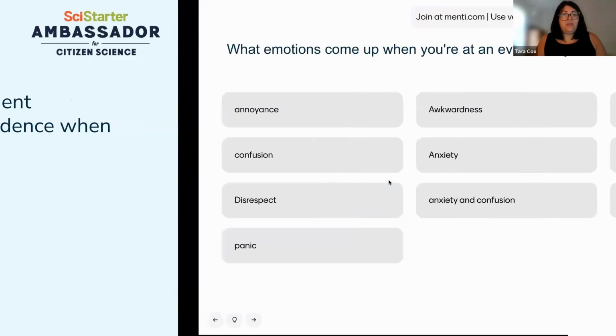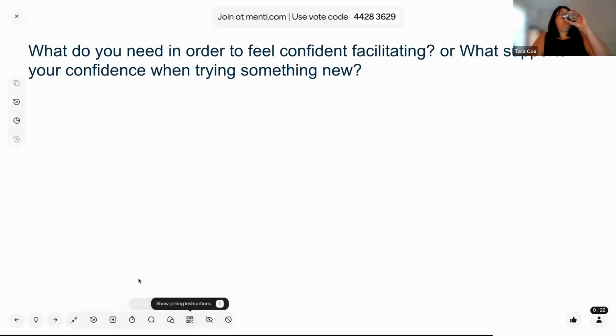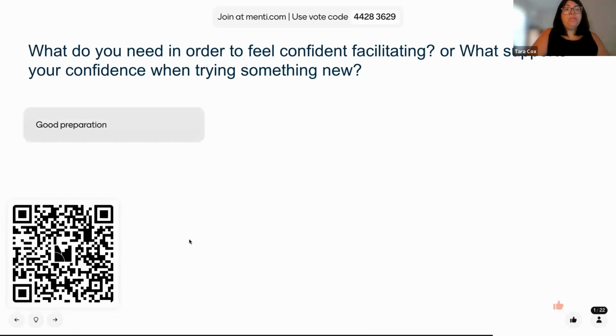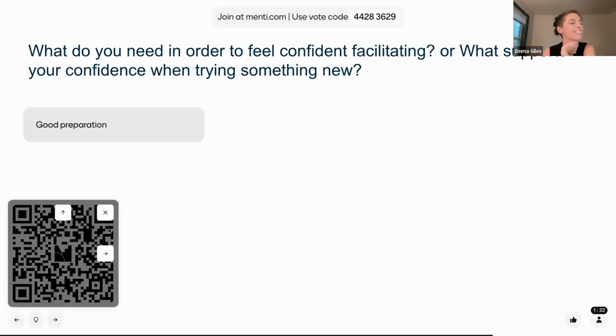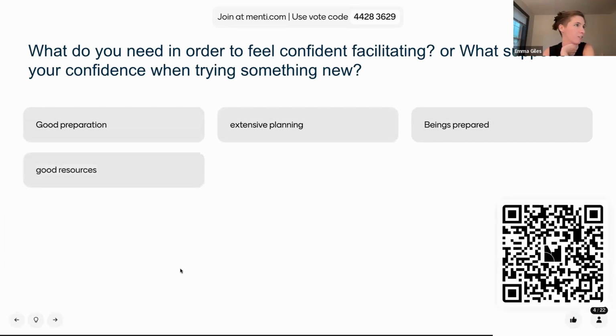Okay, next question here. What do you need in order to feel confident facilitating? So now think about your role as a facilitator, or what supports your confidence when trying something new? Good preparation. That's a good one. Some of these might be things that you can do. Go ahead, Emma. Yeah, sometimes these can be things that you can do for yourself, but also think about what we can do for you too. Like what are the external things and what are the internal things that you can do?